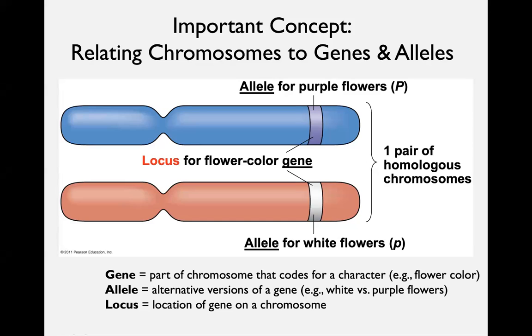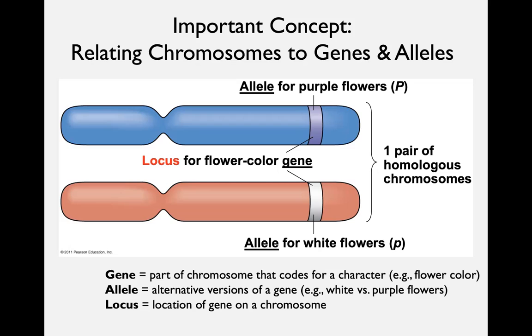So we know generally what a chromosome is, right? It's a bunch of DNA condensed. So on these chromosomes, you have genes. So a gene is simply a part of a chromosome. And I'll give you a more detailed definition of a gene in a few slides. But it's just a part of a chromosome that codes for some kind of character. So it can code for flower color, for example.